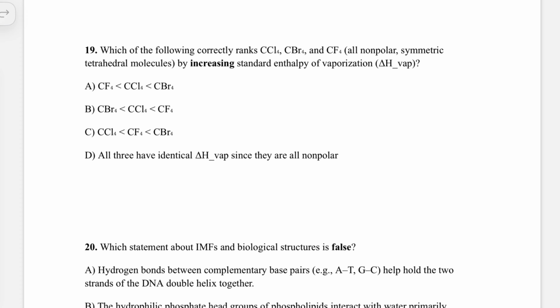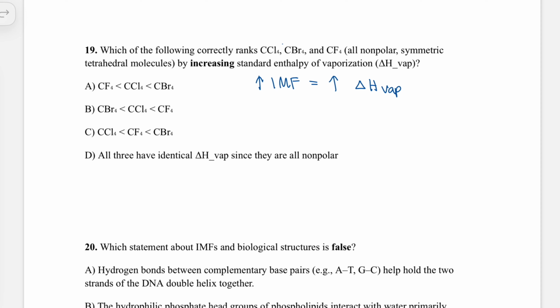Okay, question 19. Second last question. Which of the following correctly ranks CCl4, CBr4, and CF4, all nonpolar symmetric tetrahedral molecules, by increasing standard enthalpy of vaporization? So remember that when we increase IMF, we're also increasing the standard enthalpy of vaporization. So when we order it from increasing delta H, it's just going to be ordering it by increasing IMF.